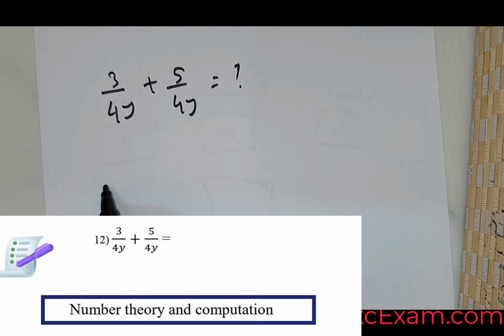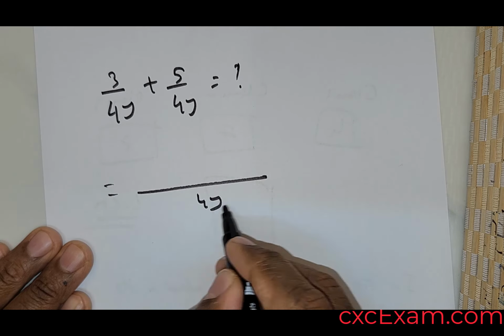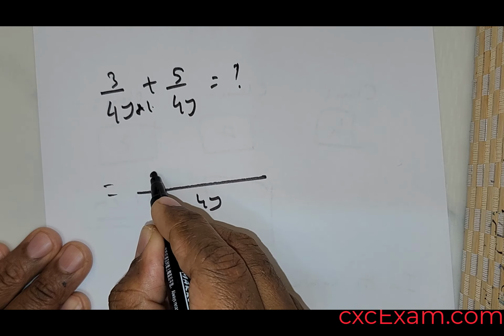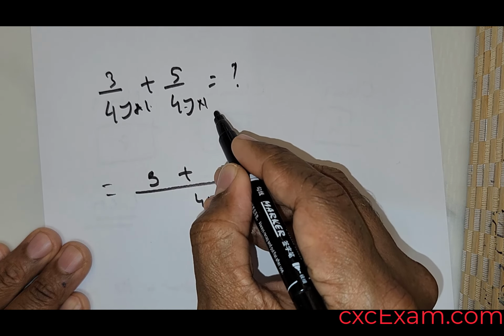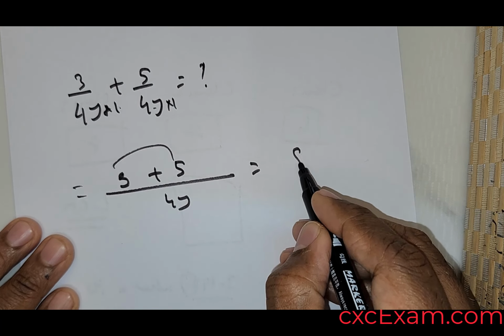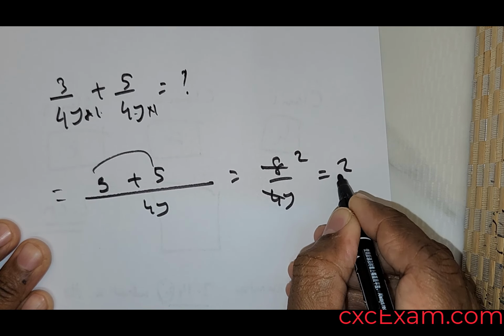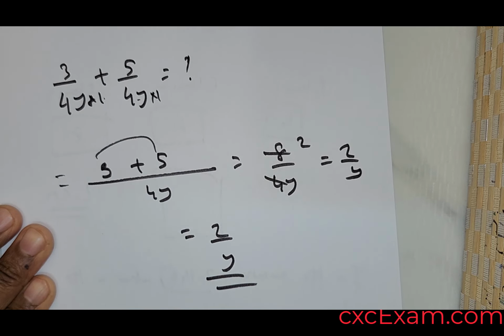We are expected to simplify. Now for this, you see the denominator is common. So that is going to be the LCM for this. Now 4y divides 4y one time. So 3 into 1, that's 3. Sign is positive. 4y divides 4y once. 5 into 1, 5. 3 added with 5 will give you 8. 8 over 4y. Now 4 divides 8 2 times. So the solution is going to be 2 over y. That's the answer for this question.